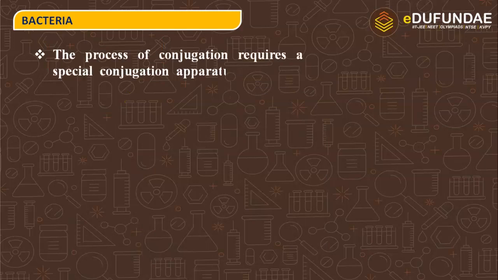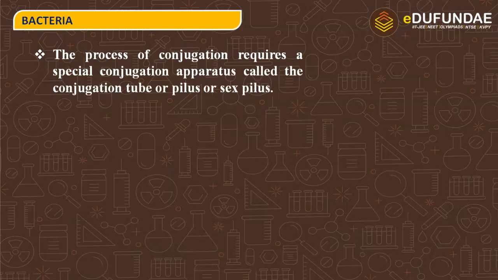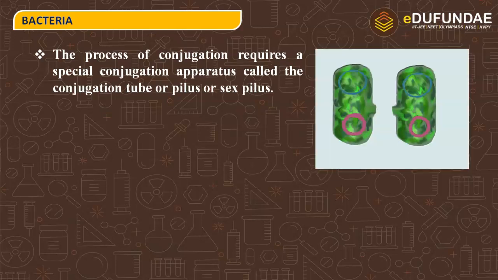The process of conjugation requires a special conjugation apparatus called the conjugation tube or pilus or the sex pilus. They are all same. So here we see that there is the presence of two bacteria and the formation of pilus is taking place in between, and the purple colored plasmid is moving towards the recipient, and this is how the conjugation is taking place.